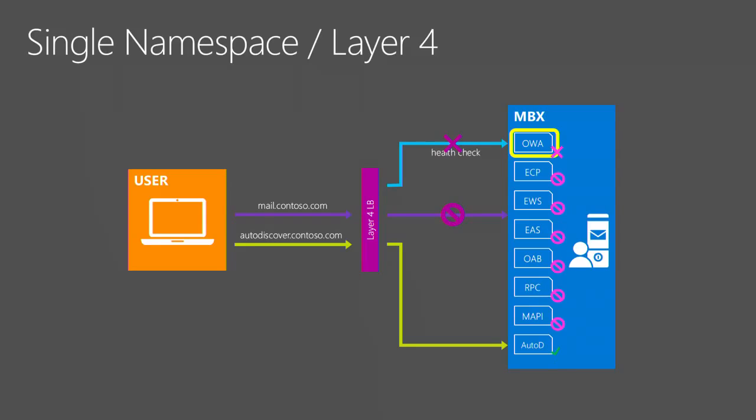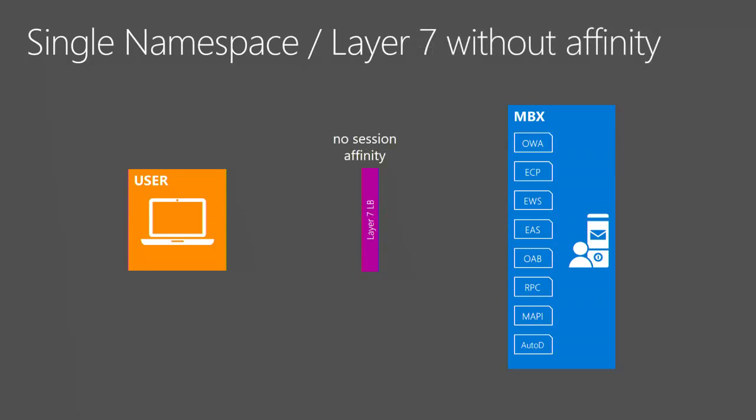So that's one example. Another example would be to use still a single namespace, but using layer 7 without affinity.